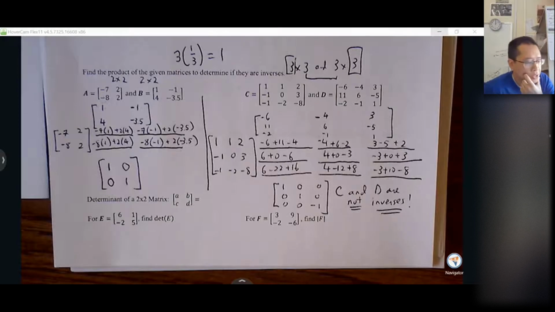Okay, any questions with this portion from page 9?